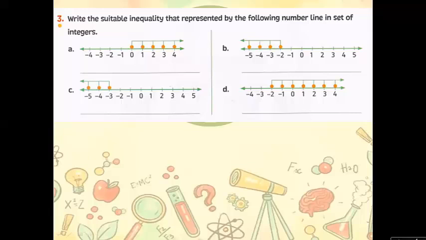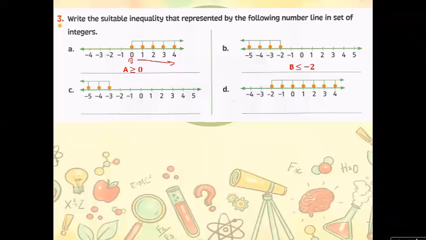Okay. Letter A, the line starts from 0 and goes to the positive numbers which have no end. So it will be A bigger than or equal to 0 because we start from 0. So A may be 0, 1, 2, 3, 4, or 5. Letter B, start from -2 and going to -3, going to the left side. So it will be A smaller than or equal to -2.